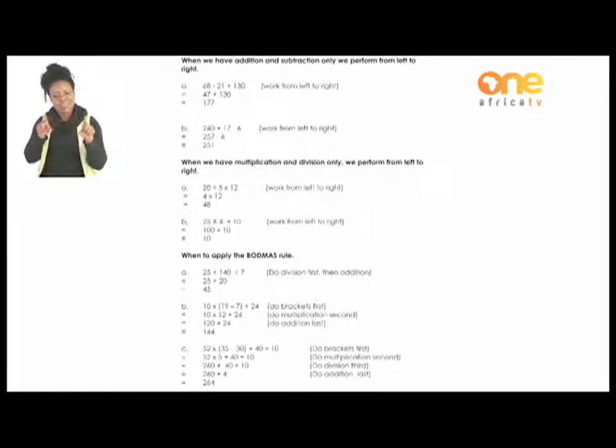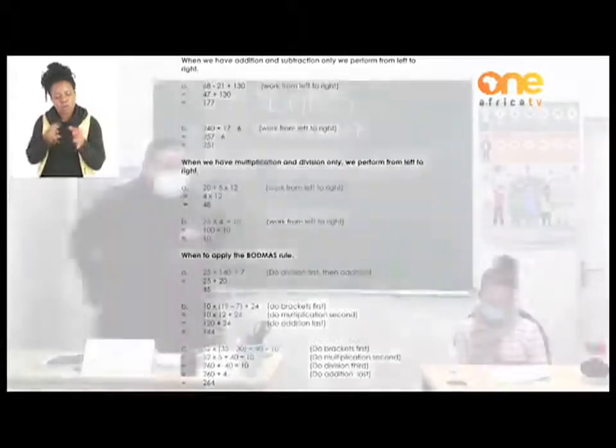Now we have a few examples where there's plus, division, brackets and everything. So let's try these examples. But I want us to try one of these examples on the chalkboard. So let's go to the chalkboard.